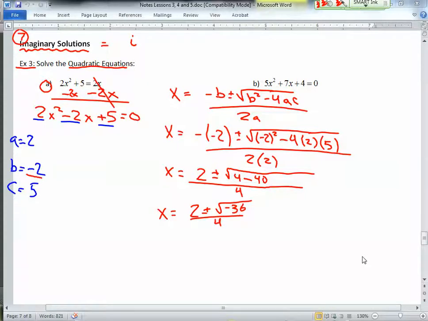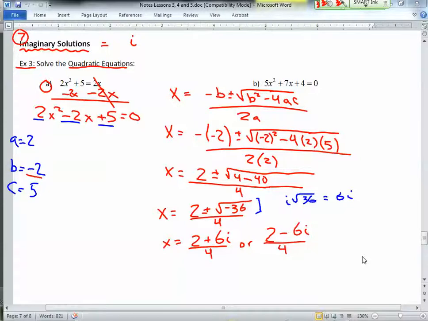This is just like the warm-up problem C that we did. So let me just refresh your memory. The square root of negative 36, I can take out an i. So it would be i times the square root of positive 36. And the square root of 36 is equal to 6. So that ends up being 6i. All right? So I come down, I get x equals 2 plus 6i over 4, or x equals 2 minus 6i over 4.